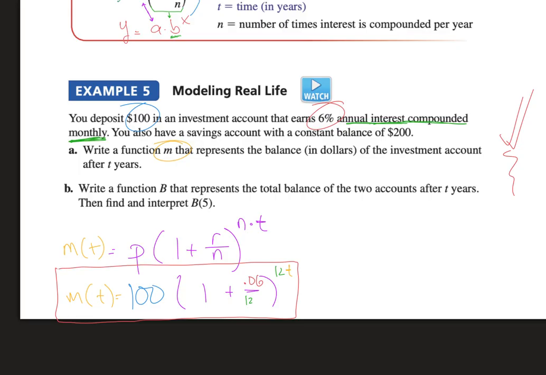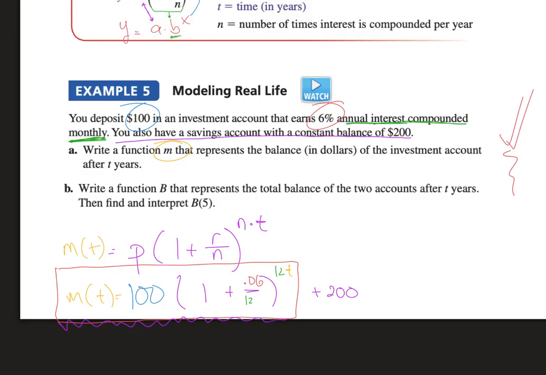It also says, and I kind of ignore this, you also have a savings account with a constant balance of $200. So in that respect, if you need to, you can add 200 here. But part A was just the investment account.